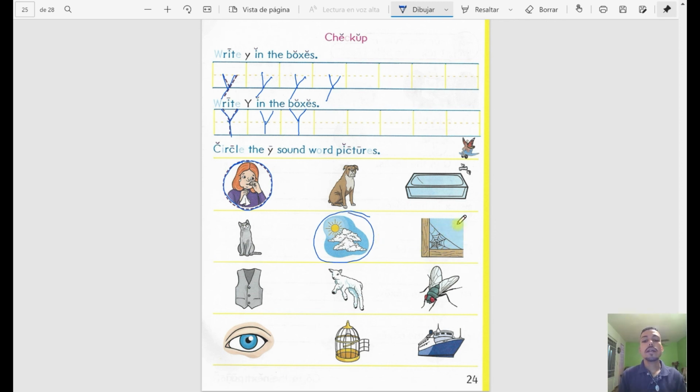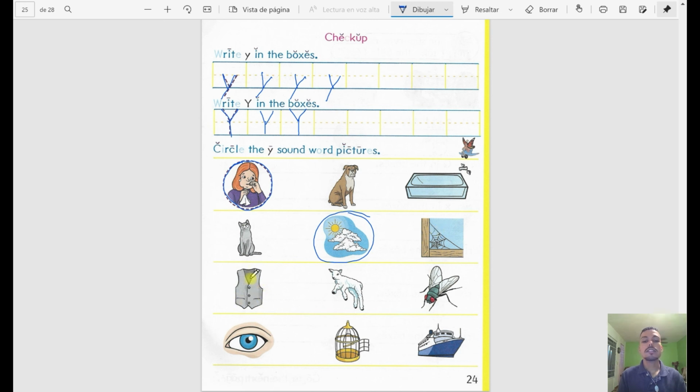Okay, the next one here. This is a web. Web has the sound I. Web, it has the sound. No, very good. It doesn't have it, so we have to leave it in blank. Okay, we don't circle it.